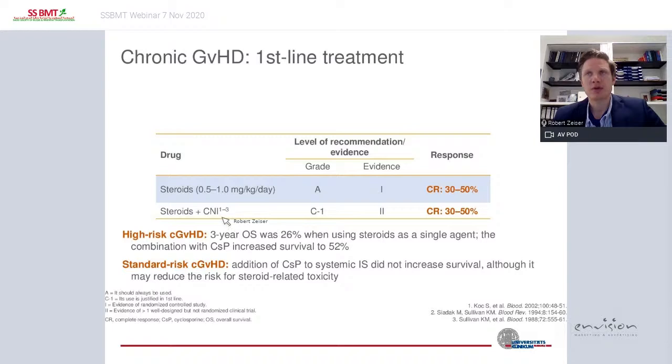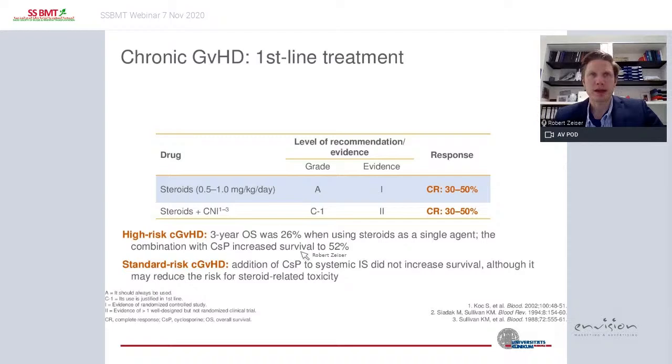There are other strategies where the corticosteroids are already combined with calcineurin inhibitors. The evidence here is less good, evidence level 2, with a very similar response rate. It is such that patients with high-risk chronic GVHD have a dismal overall survival at 3 years, only 26% have been reported to be alive. When steroids are used as a single agent, and the combination of steroids with calcineurin inhibitors, in particular cyclosporin A, increased the survival to 52%. Therefore, with high-risk chronic GVHD, it is recommended to combine it with calcineurin inhibitors.